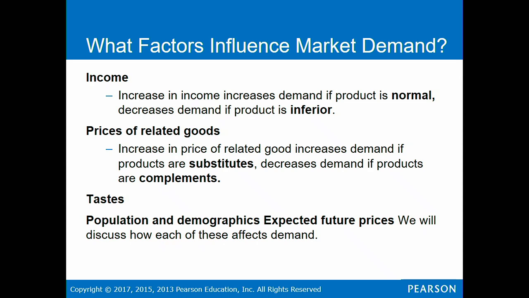Next is the price of related goods. If the price increases for a substitute, more people are going to demand the other product because the substitute is now relatively more expensive, so they'll just go to the cheaper option. An increase in price of a related good decreases demand if the products are complements. So if you tend to buy those two goods together and use them together, and the price of one increases, you're going to buy less of the other one because it's relatively more expensive to buy them both together.